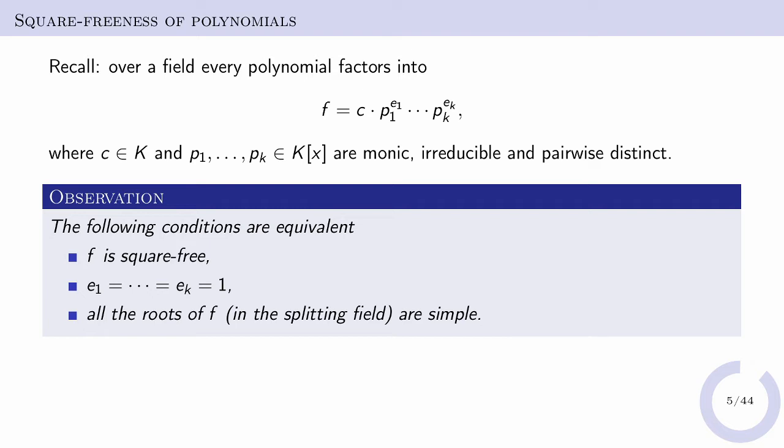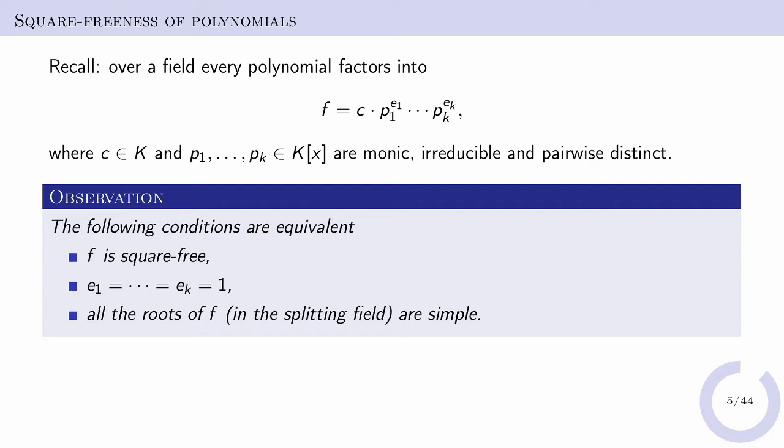Since a monic irreducible polynomial has only simple roots and these polynomials are pairwise distinct, this means that f is square-free if and only if all the roots of f are simple. Of course, we consider the roots in a big enough field. It can be the complex numbers or any field which is big enough to encompass all the roots. So f is square-free if and only if it has only simple roots.